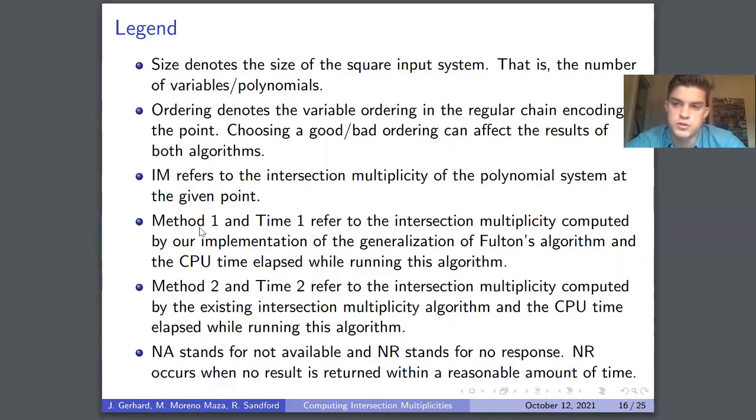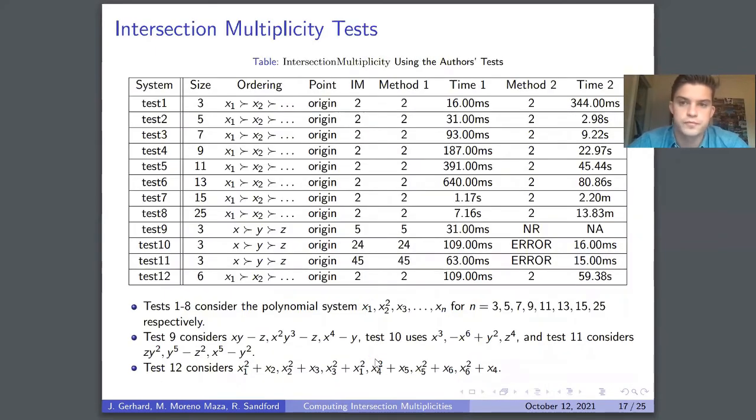Method 1 will refer to the generalization of Fulton's algorithm. Method 2 will refer to the previous tangent cone algorithm. And time 1 and time 2 are the respective CPU times for both approaches. NA stands for not available and NR stands for no response. So if you didn't get a response in a reasonable amount of time, which I define to be about half an hour to an hour, then we would put NR.